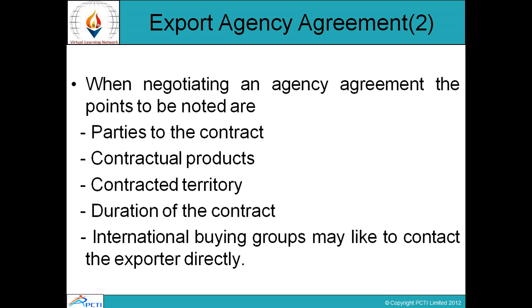Now, there are certain points to be noted while negotiating for any agency agreement. The first is parties to the contract. Who all would be the parties under the contract? What would be the contracted product, and what is the contracted territory, to which area the contract could be extended? Now, for how long the contract is valid, that is another point. Another is that international buying groups may like to contact the exporters directly. Here the exporter should reserve the right to negotiate directly with international buying groups in their own territories. Alright.